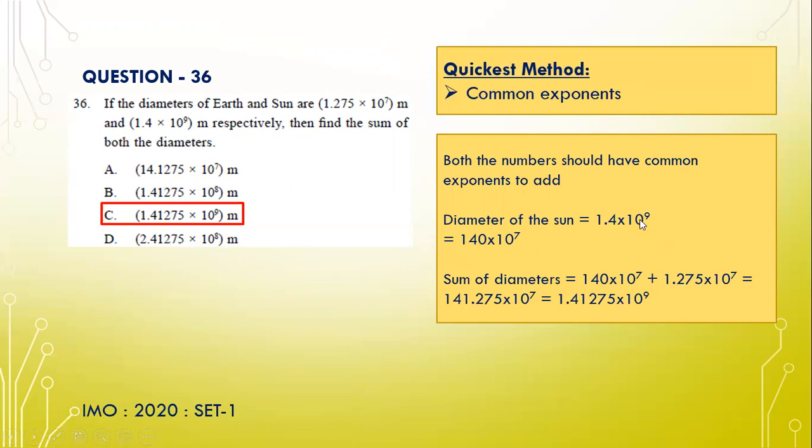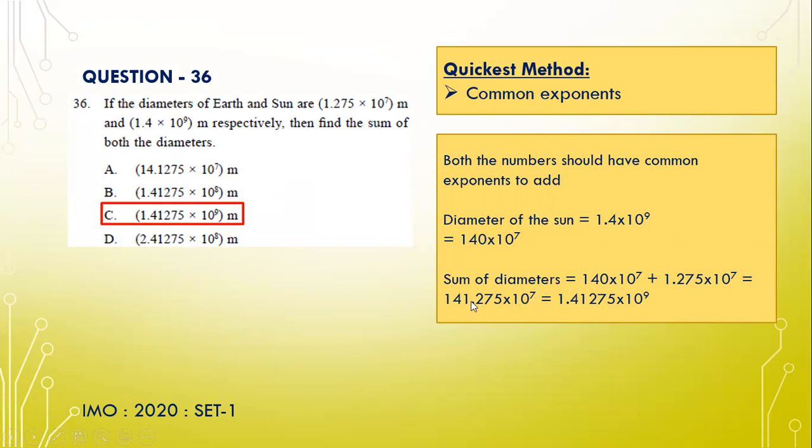If we borrow two zeros, it will be 1.4 into 100 into 10 raised to 7, and 1.4 into 100 will be 140. 140 into 10 raised to 7. So sum of diameters will be 140 into 10 raised to 7 plus 1.275 into 10 raised to 7. So 140 plus 1.275, which is 141.275 into 10 raised to 7, which is, again, if you want to shift two digits on the left, you have to give the two zeros to 10 raised to x.